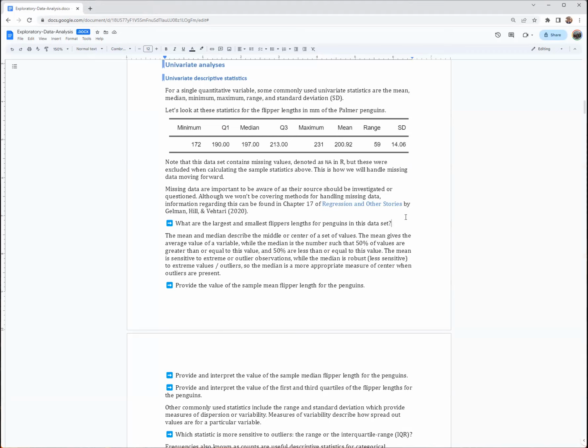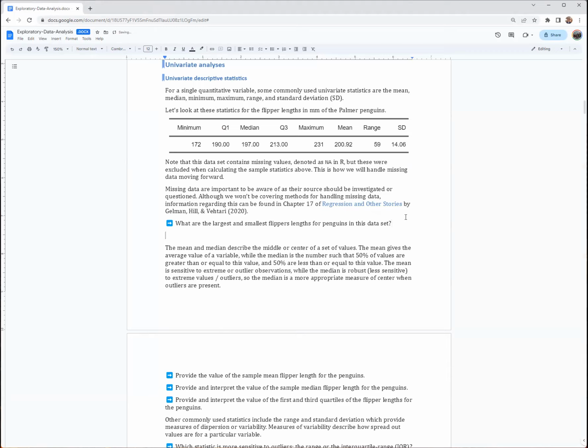Okay, so focusing on this data set, let's think about, based on this table of summary statistics, what are the largest and smallest flipper lengths?